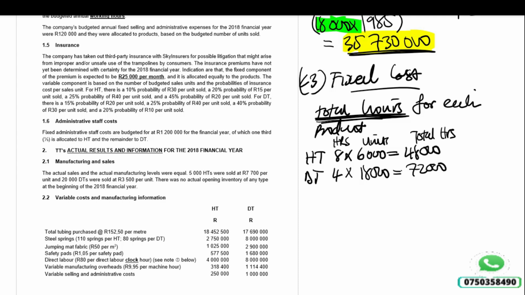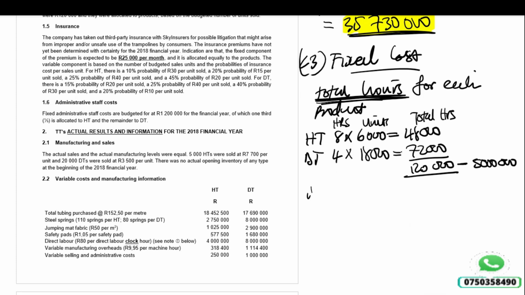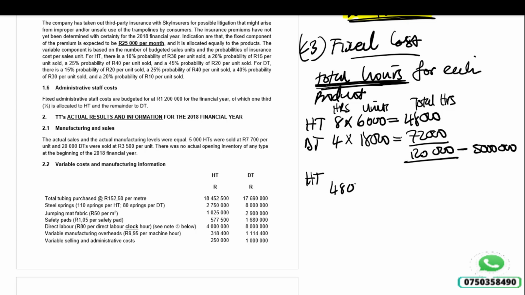So this becomes the basis, right? Which means in total we're going to spend how many hours? If you add 72 plus 48, it equals 120,000 hours. So the cost of 5 million is a cost for 120,000 hours, right? When I'm now allocating the 5 million, for HT the cost that is supposed to go to HT is 48,000 hours over 120,000 hours. So this becomes a ratio, an allocation base.